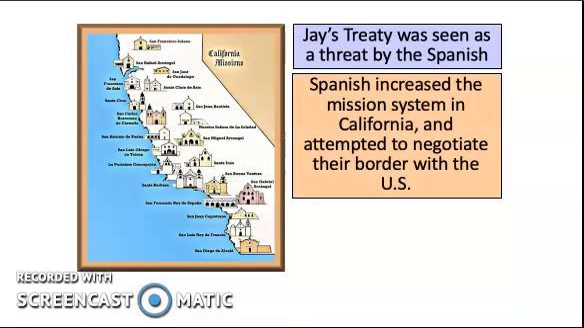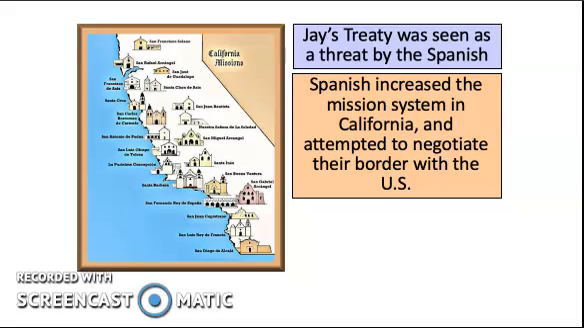Now, out in California, Jay's Treaty was seen as a threat by the Spanish. The Spanish saw this as a threat to their system out west, and that Americans would be continuing to come west now that the British looked like they were going to be getting out of the way, and they were going to be abandoning some of those forts. And they saw this kind of wave of Americans spilling across the Appalachians onto the Great Plains and eventually to their successful settlements in the southeast United States.